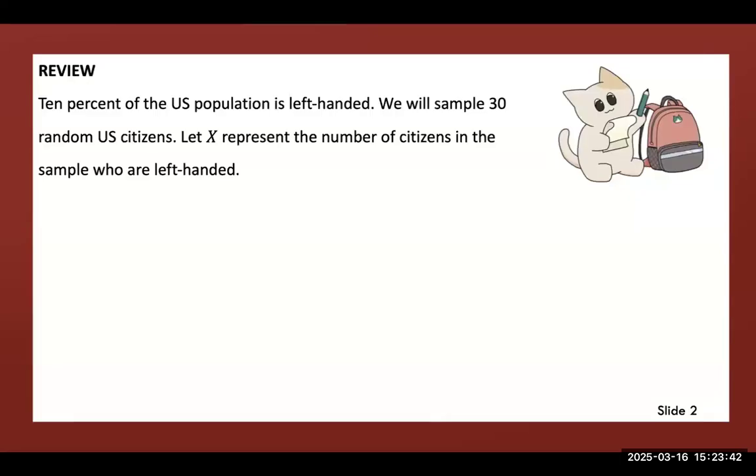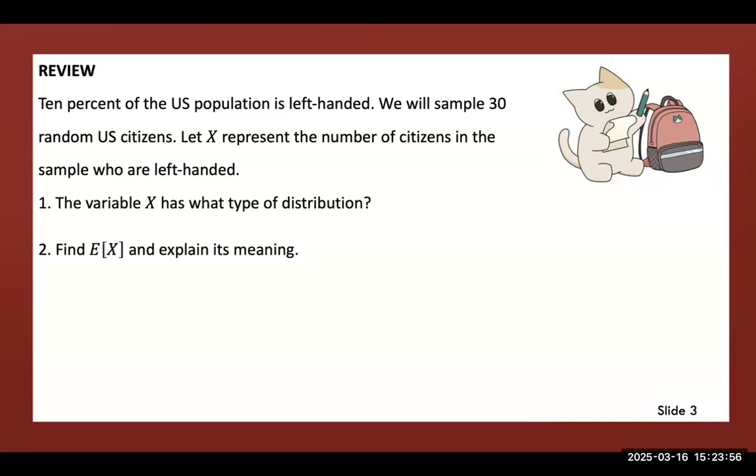Let's start with a review. About 10% of the US population is left-handed. Suppose we sample 30 random US citizens. Let X represent the number of citizens in the sample who are left-handed. My first two questions are, the variable X has what type of distribution? And I would like you to find the expected value of X and explain its meaning.